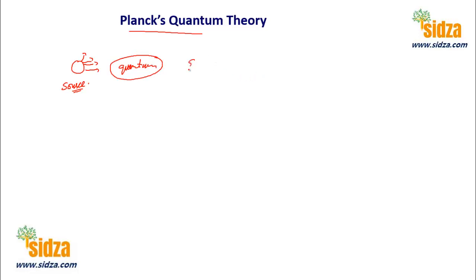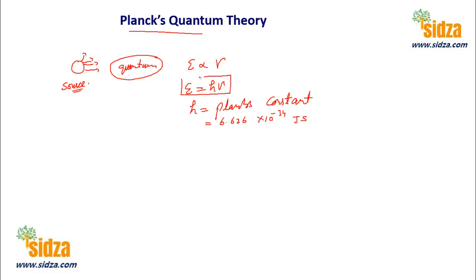The energy associated with one quantum of this radiation is directly proportional to the frequency. So the energy associated with this particular quantum is directly proportional to the frequency of the radiation. Or you can say the energy of this one quantum will be equal to h nu, where h is Planck's constant, which is equal to 6.626 times 10 to the power negative 34 joule second. This is the unit for Planck's constant. So energy of one quantum is equal to h nu, Planck's constant times its frequency.